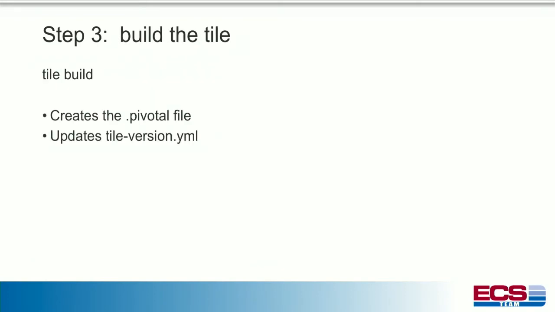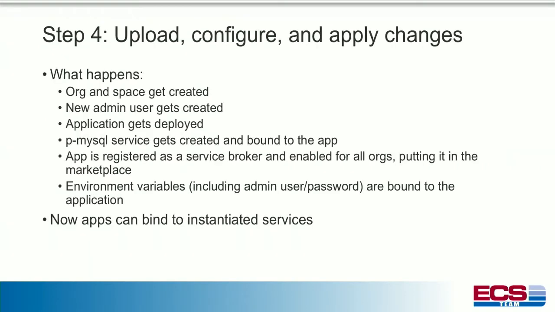So once we have the tile.yaml created and it looks the way we want it, we just go to a command shell and type tile build. That's all it takes. It'll create the .pivotal file for you, and it maintains a tile version YAML, so it'll increment the versions for you as you're moving along. And once that's done, you upload it, you type in all your changes, you hit apply changes, and it goes and churns through all that tile magic.